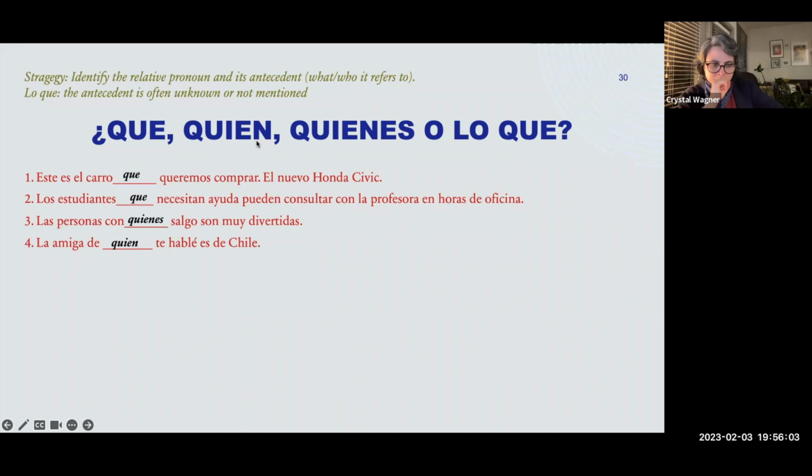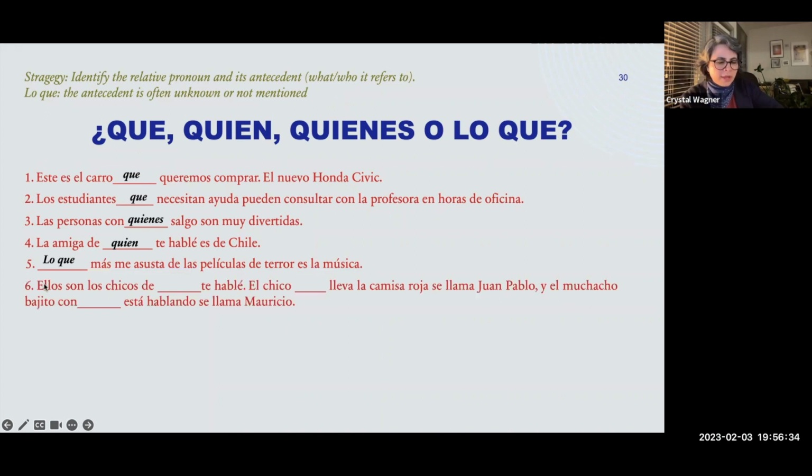¿Quién? This is the beginning of a sentence. It's el principio de una oración. So that is going to tell me that it is likely going to be this. And it also is a whole concept. Lo que más me asusta de las películas de terror es la música. This whole clause right here, what scares me the most about horror movies is the music, right? It's a whole concept.